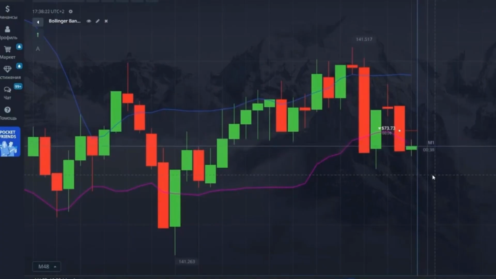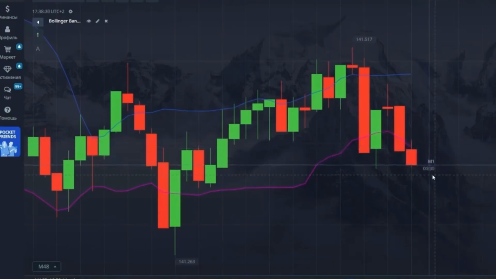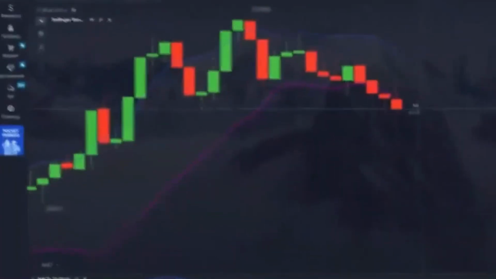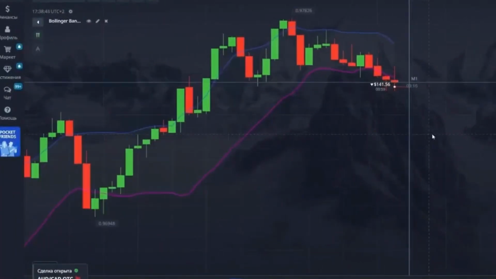We just deposited the $73.73 and almost 3, 2, 1. So our balance is now $141 in total, starting from just $20 bucks. $20 is just 2,000 rubles. I think everyone has that much. Alright, I won't ramble on.